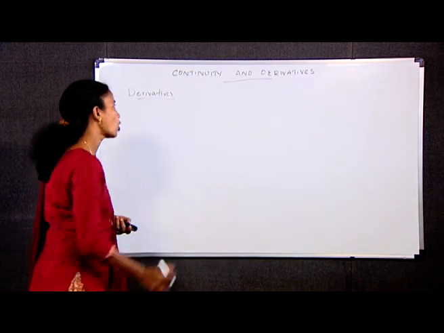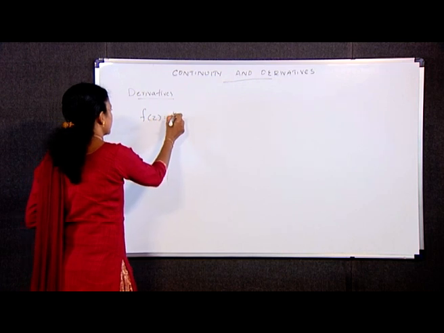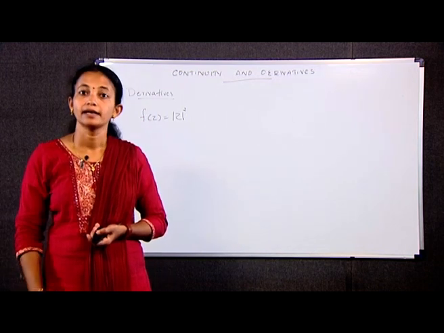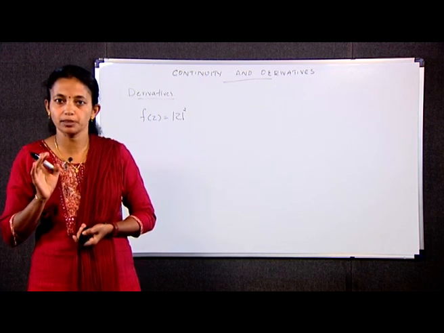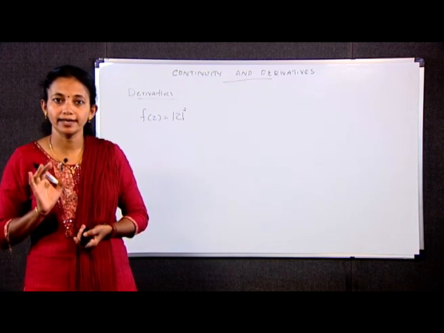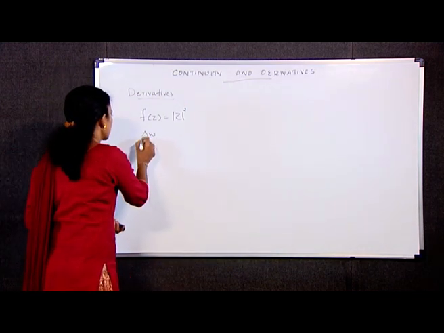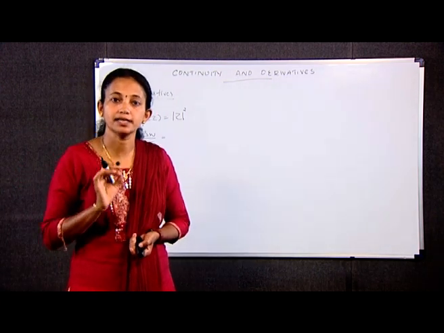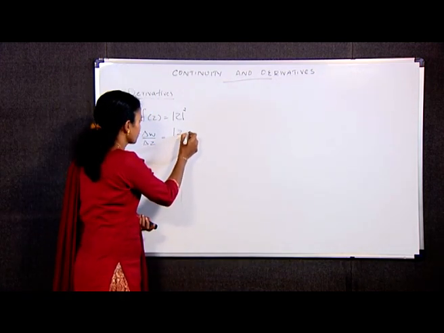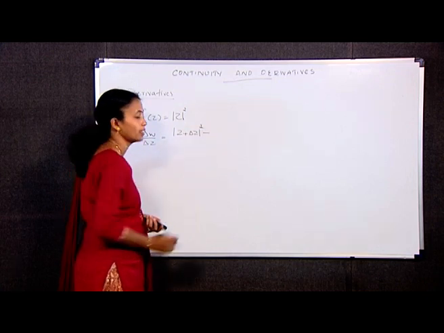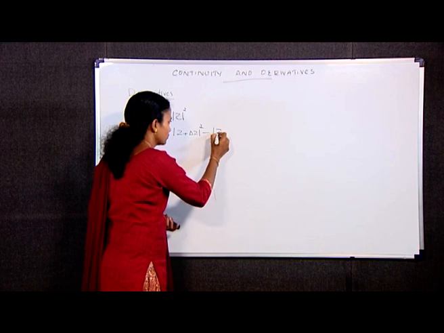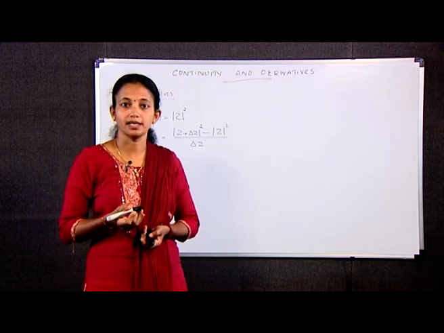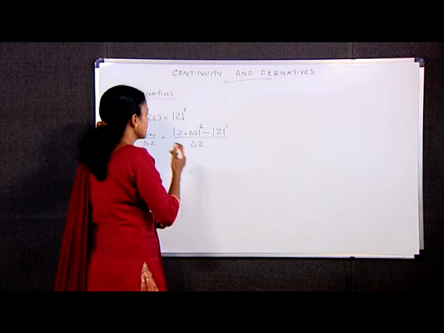That is, f(z) is equal to mod z square. Taking w is equal to f(z) and delta w is equal to f(z plus delta z) minus f(z), we have delta w by delta z is equal to mod z plus delta z whole square minus mod z square, divided by delta z, which we can write as z plus delta z into z plus delta z conjugate.